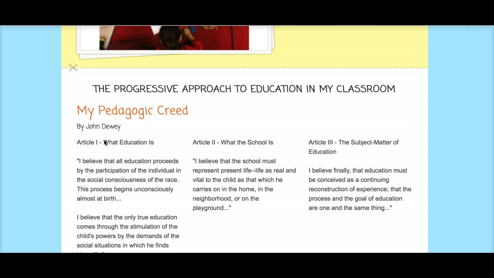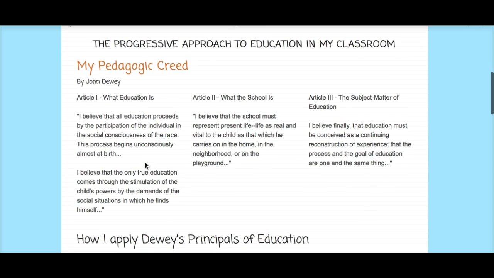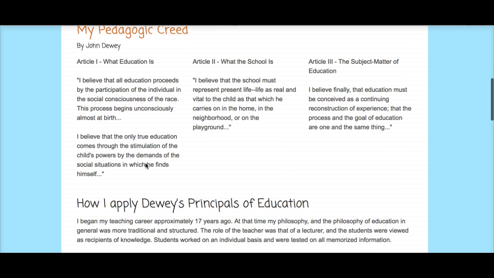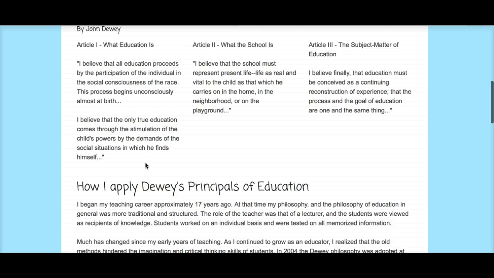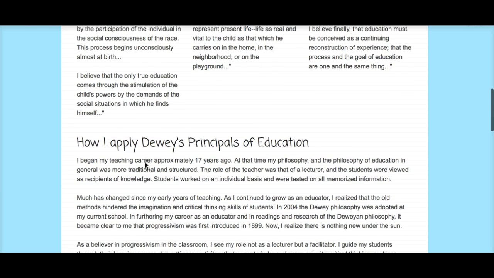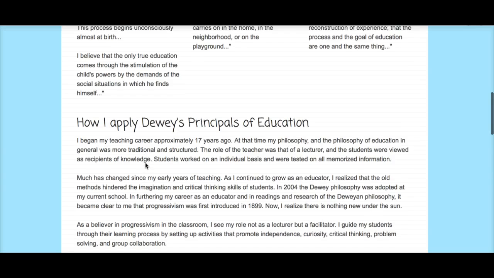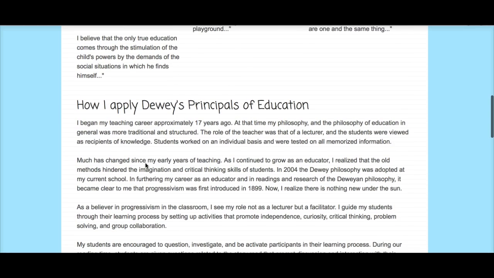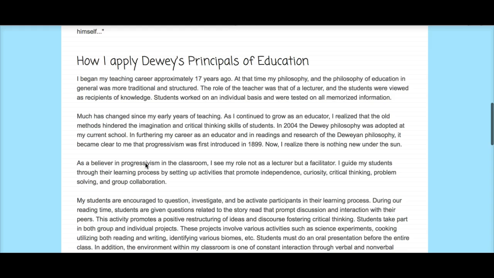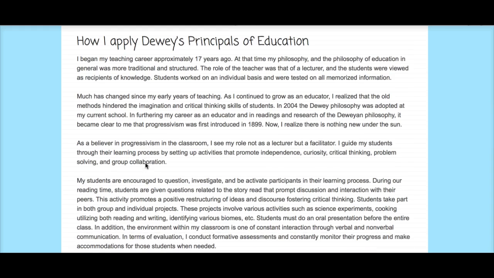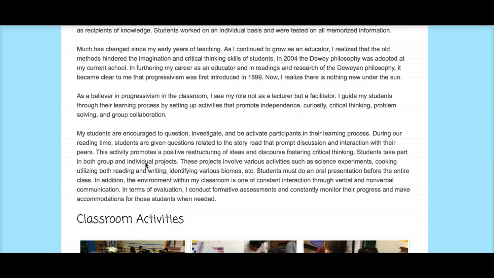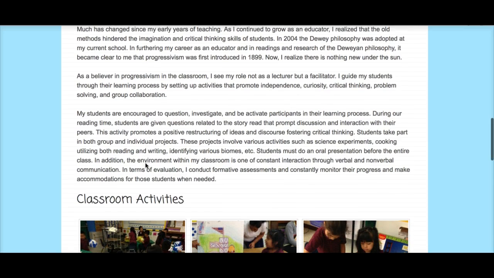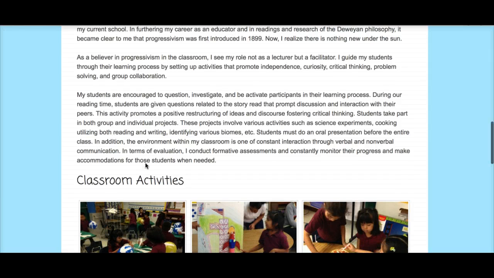As a believer of progressivism in the classroom, I see my role not as a lecturer, but a facilitator. I guide my students through their learning process by setting up activities that promote independence, curiosity, critical thinking, problem solving, and group collaboration. My students are encouraged to question, investigate, and be active participants in the learning process.